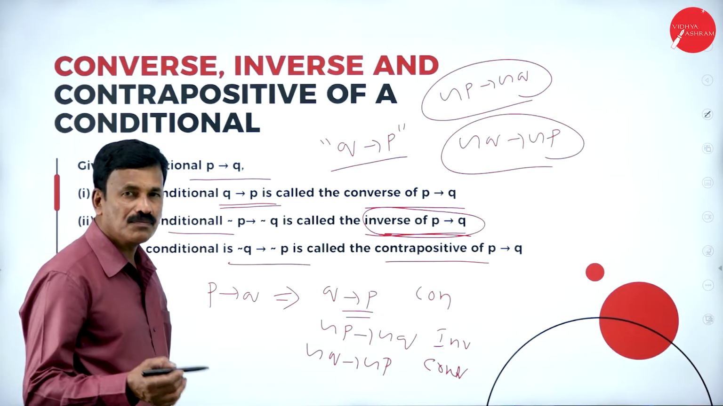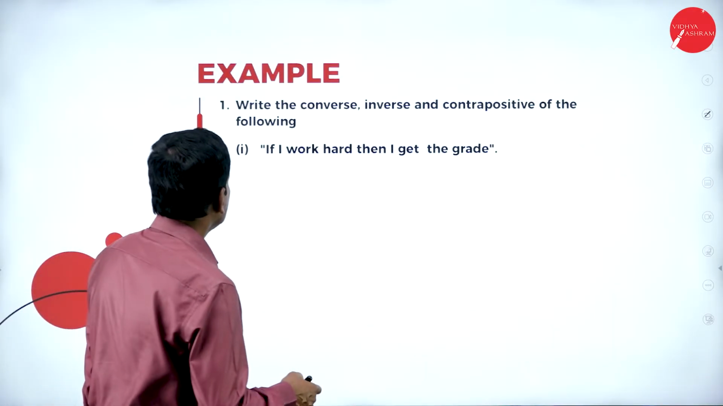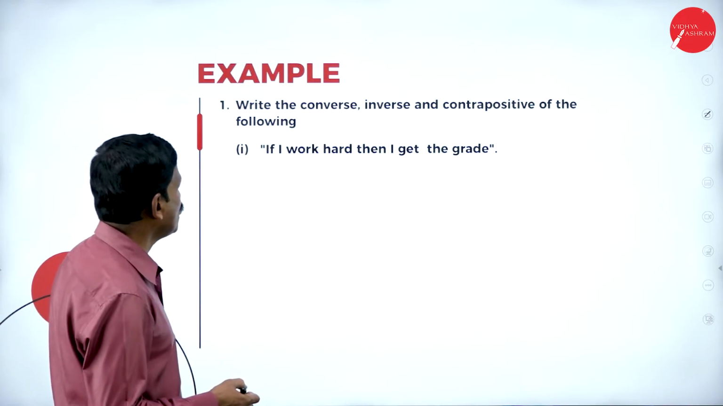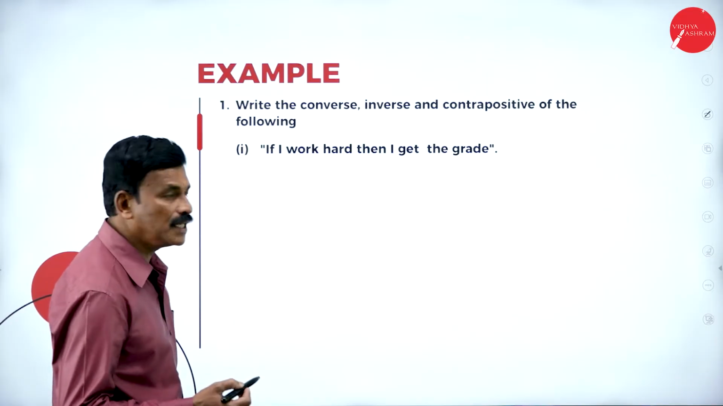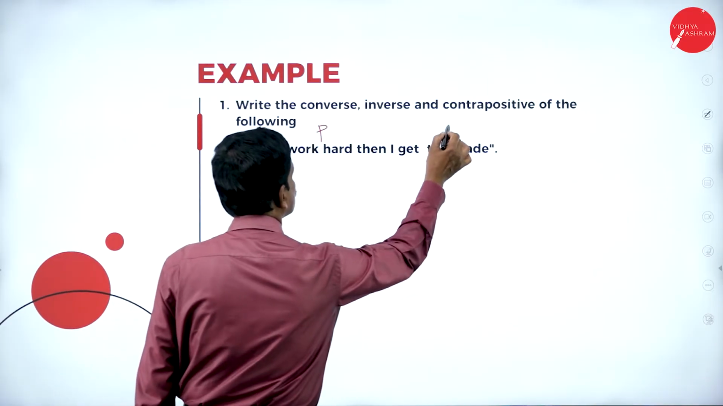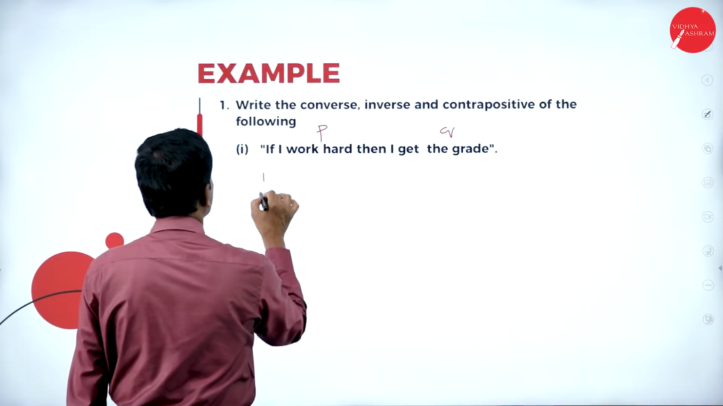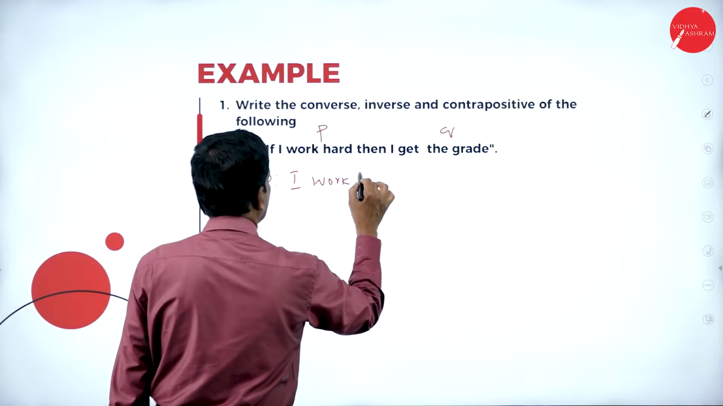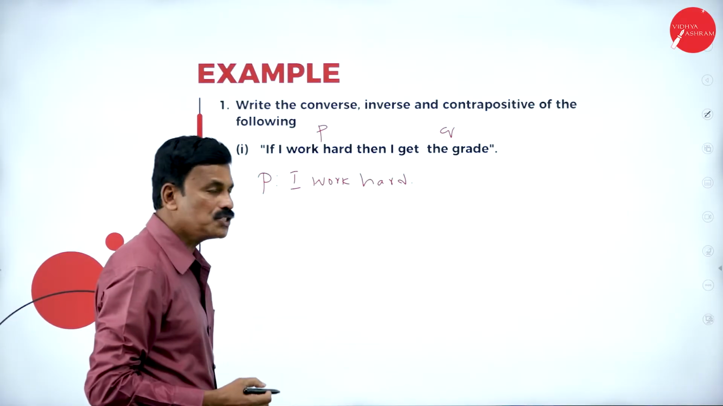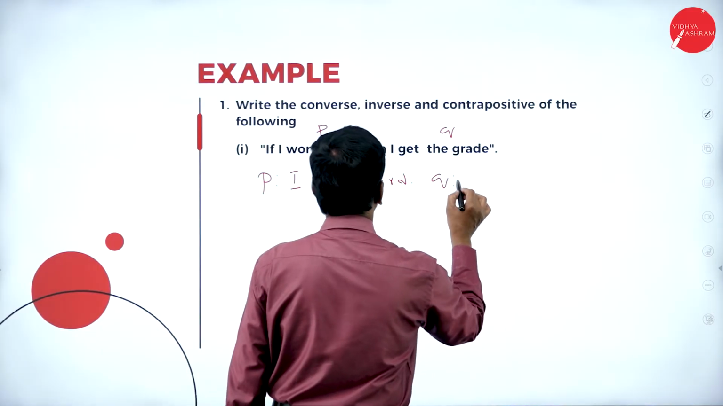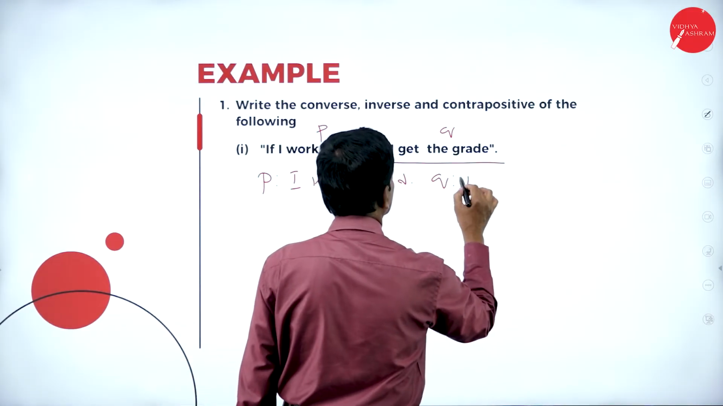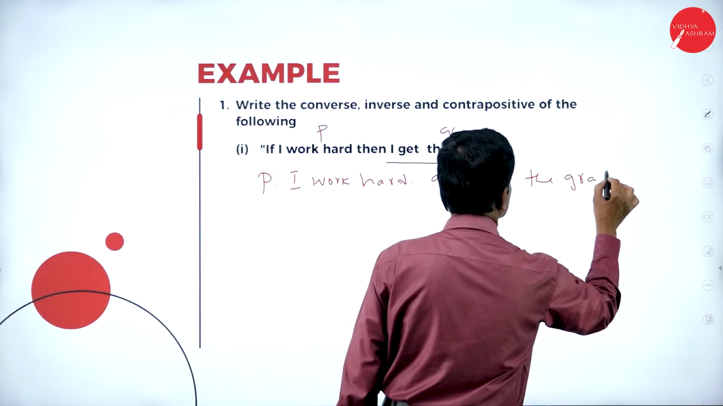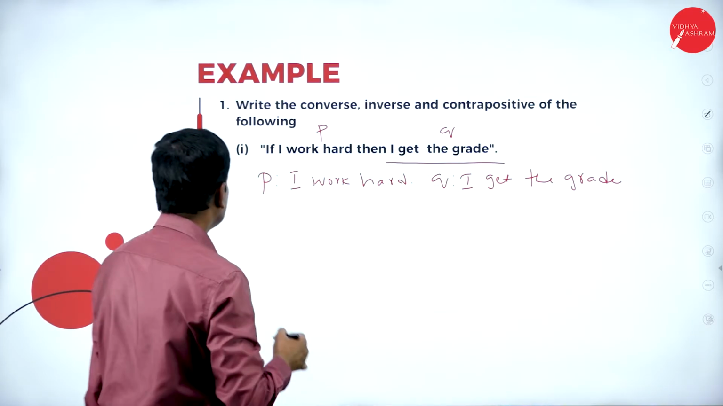Now, let us discuss with an example. Write the converse, inverse and contrapositive of the following statement. What is given? If I work hard, then I get the grade. So, this is a conditional statement. What is P? P is I work hard. What is Q? Q is I get the grade. This is given. Now, write one by one.